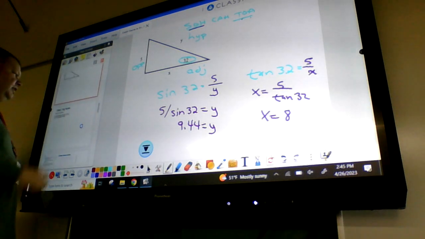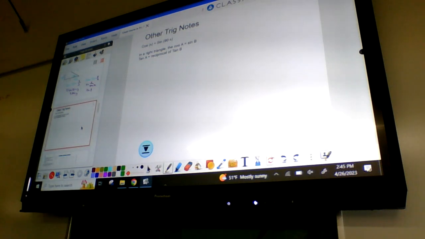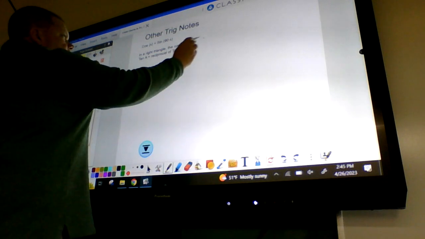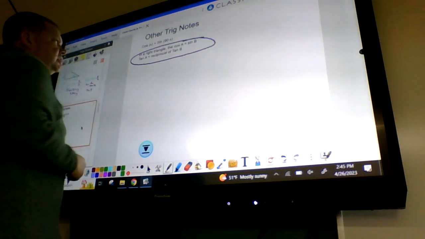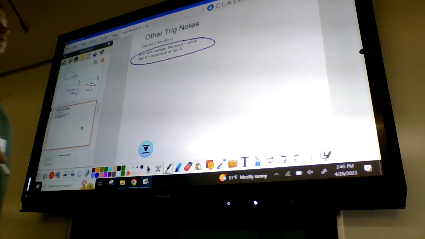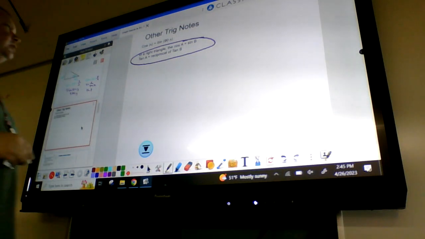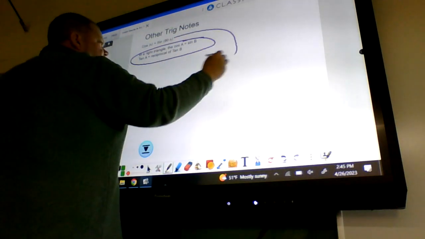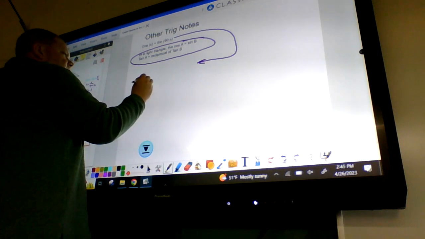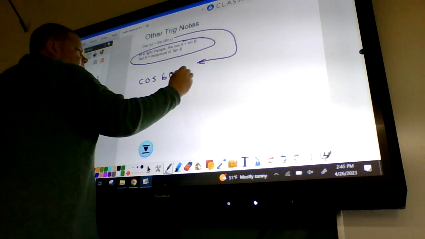Okay, other things that you might see. Okay, other trig notes. Cosine of x is equal to sine of 90 minus x. Okay, and then in the right triangle, cosine of a is equal to sine of b, and the tangent of a is equal to reciprocal tangent of b. We've already talked about this. What we're talking about up here with this piece, we're going to bring this down, is that the cosine of 60 is equal to the sine of 30.